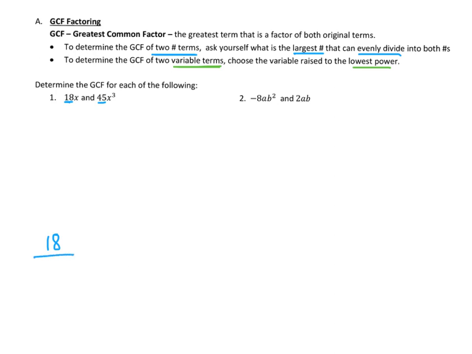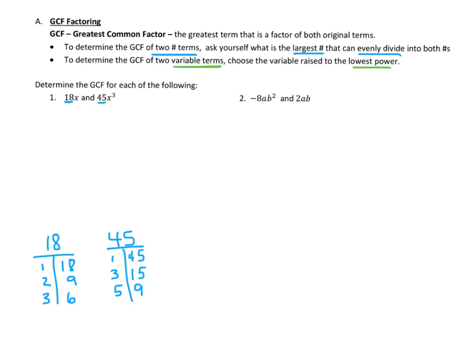So I can think about it, I have 1 and 18, I have 2 and 9, I have 3 and 6. And then I look at the factors of 45. So what numbers multiply together to give me 45? 1 and 45, 3 and 15, 5 and 9.